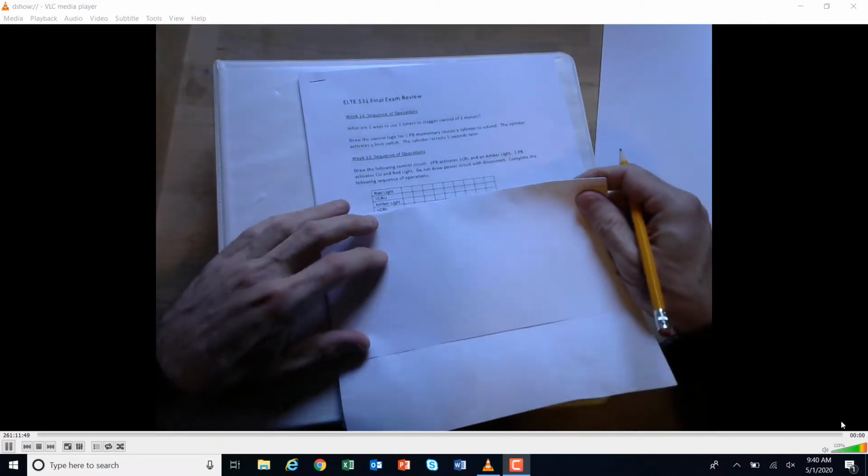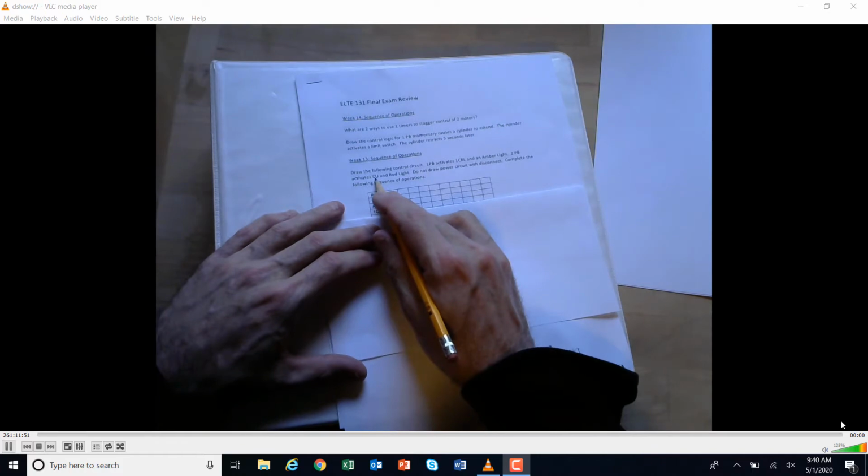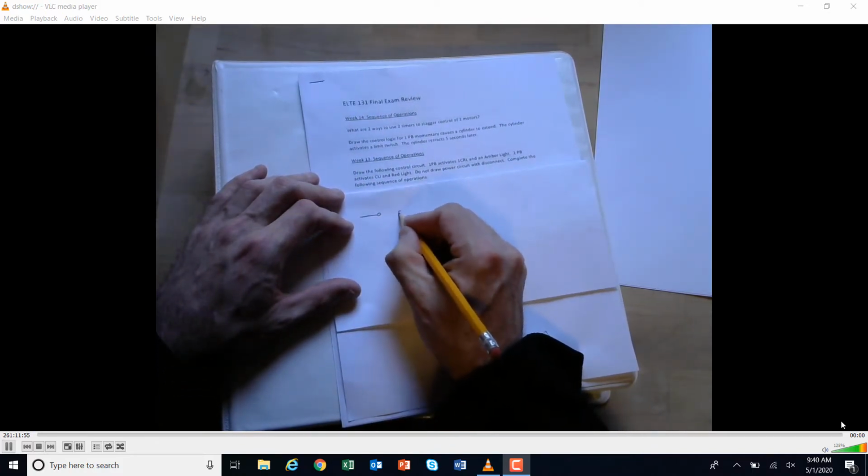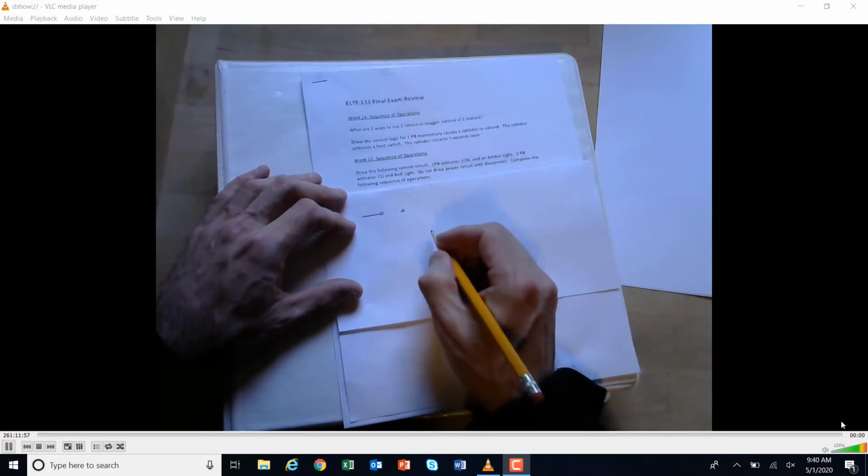Draw the following control circuit. 1 PB activates CRL and an amber light. 2 PB activates, unlatches it. Okay, that should be CRU. Sorry. So we don't need a parallel holding because we're using a CRL.